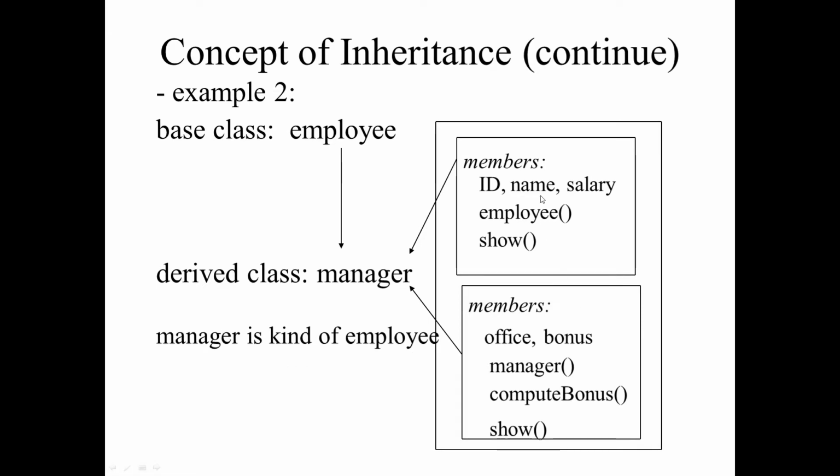The second example we can see here is the base class employee. If we consider any organization, an employee has an ID, name, salary, then the constructor employee and show records. If we want to display the records of any employee, I am using this member function show. Now if I am going to have a derived class manager, a manager is also an employee and holds all these things. A manager holds ID, name, and salary. So all these data members can be reused in the derived class manager.